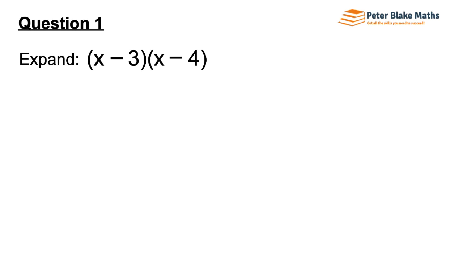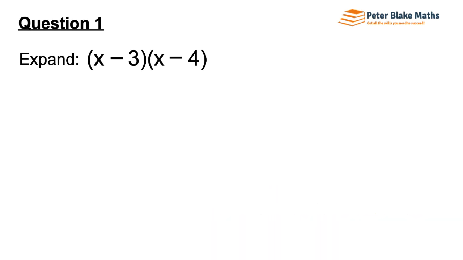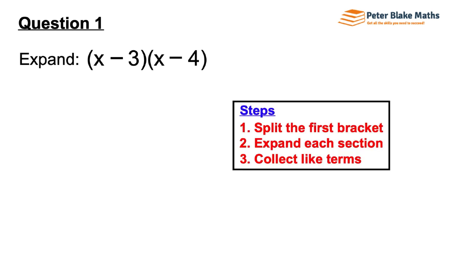Question 1. Expand x minus 3 times x minus 4. I like to follow these steps. Split the first bracket, expand each section, then collect like terms. So x minus 3 in that first bracket, each of those parts have to be multiplying through the second bracket.